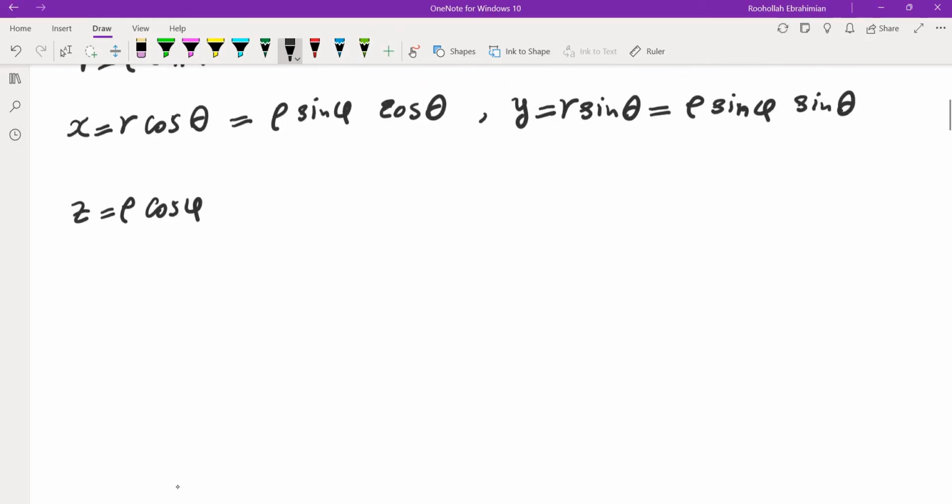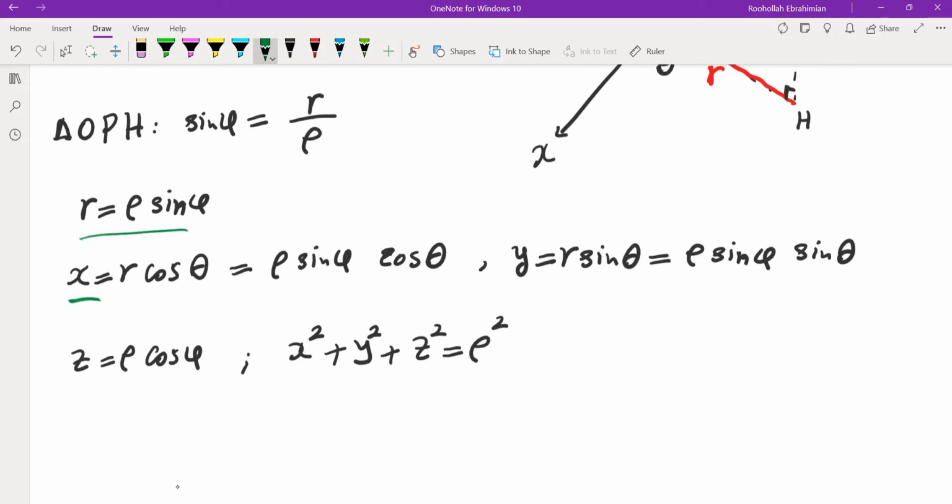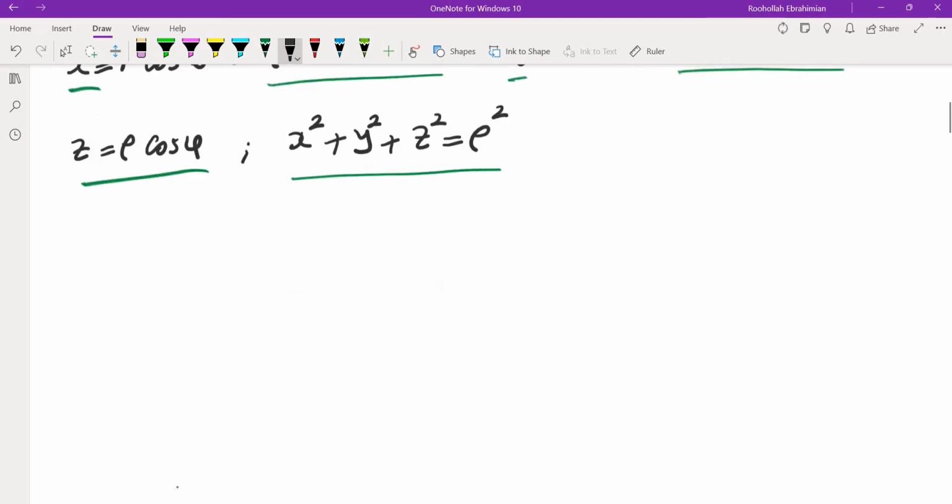And finally, the last relation is x squared plus y squared plus z squared is equal to the distance to the origin squared, rho squared. So these are the 5 relations. These 5 relations are really important to know when we are solving problems in spherical coordinates.